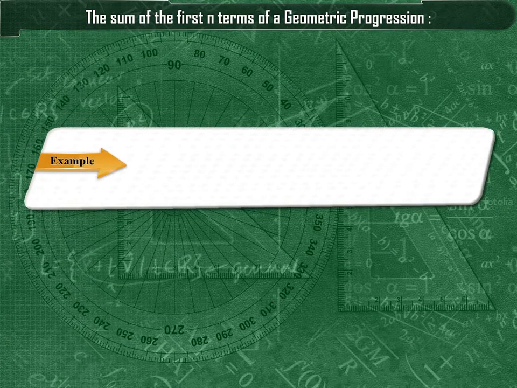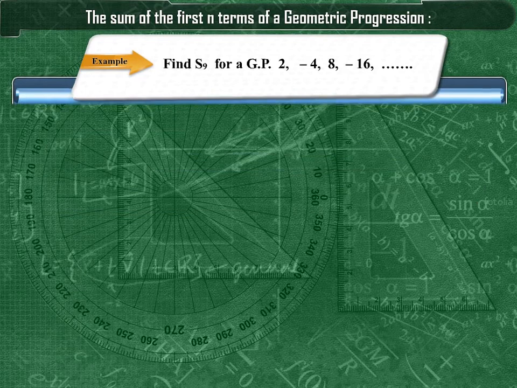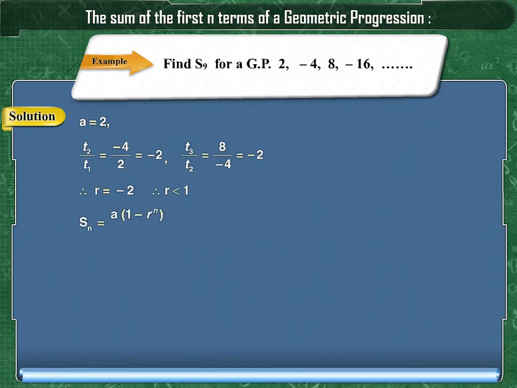Let us now solve an example by using the formula for Sn. Find S9 for a GP 2, minus 4, 8, minus 16 and so on. Here a is 2 and r is minus 2. This means r is less than 1. Since r is less than 1, the formula to find Sn is a into 1 minus r raised to n upon 1 minus r.